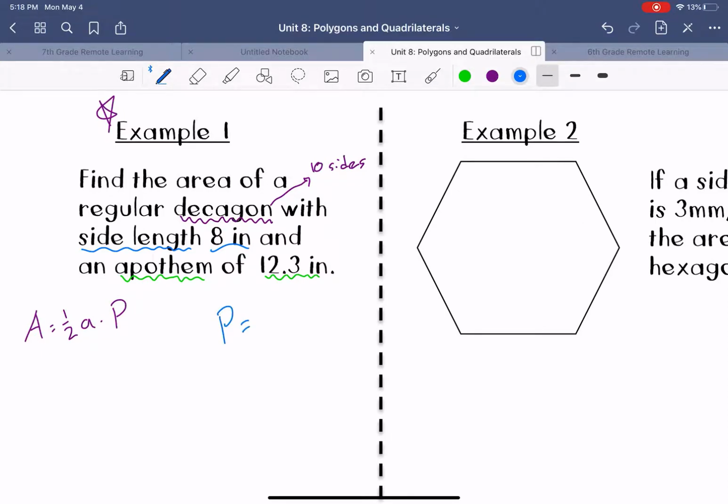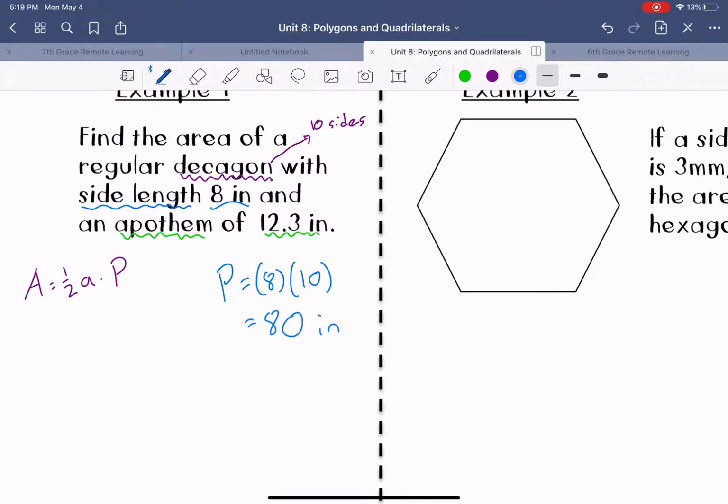Well, we know this is a regular polygon, which means all of the sides are congruent. So we have 8-inch sides, and there are 10 of them because it's a decagon. So the perimeter is going to be 80 inches.